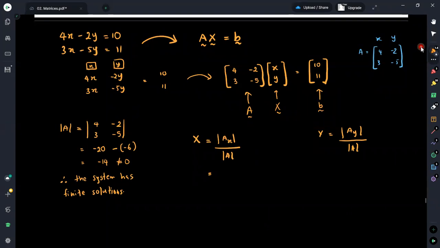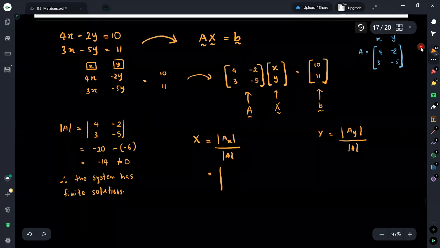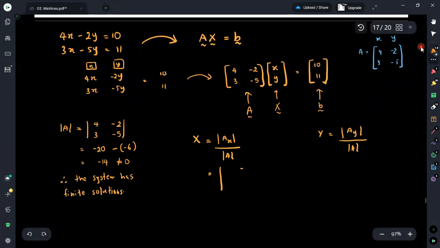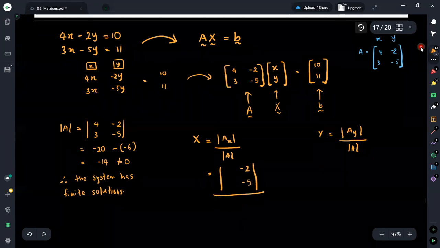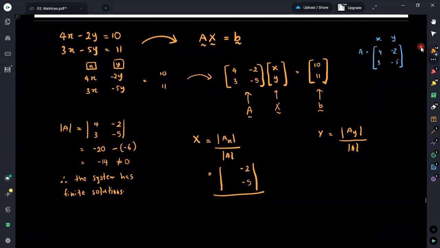Therefore, I am omitting the first column and then I am using the second column values only. It is -2 and -5. Then divide this by the determinant of A. Again, there is no need to find out the determinant. We have already calculated it here as -14.